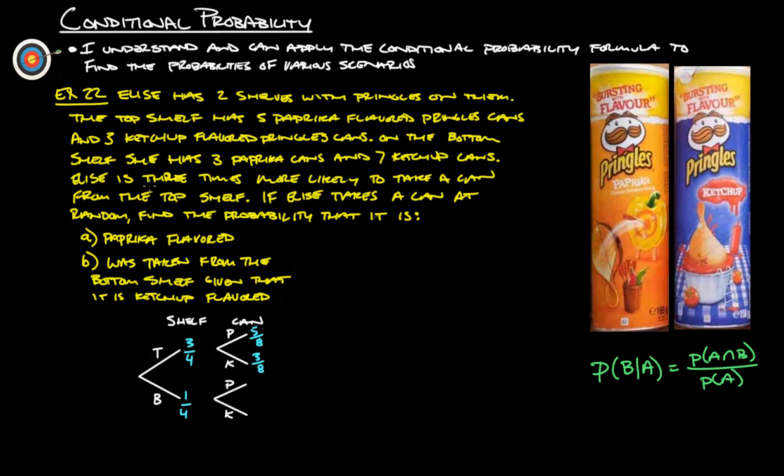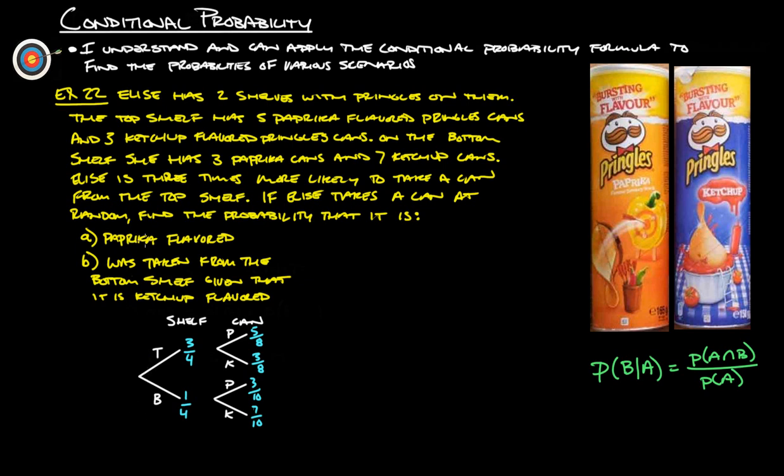And on the bottom shelf, she has 3 paprika cans and 7 ketchup cans. So 3 and 7 for a total of 10 on the bottom shelf. Okay, so now we've got this all set up. Should make these questions significantly easier.